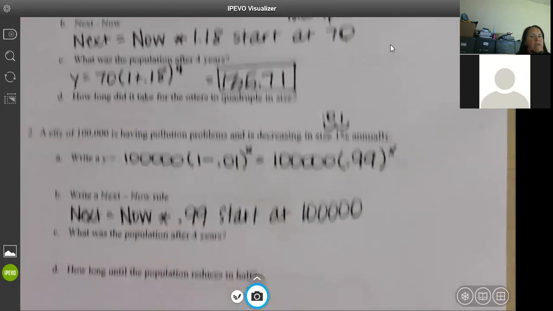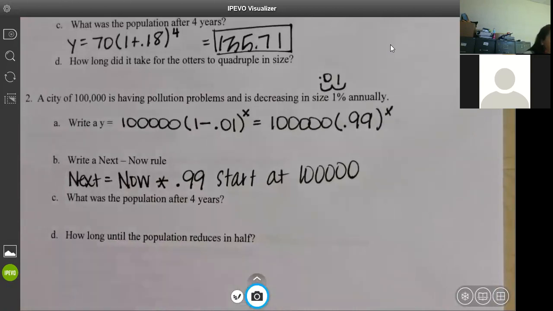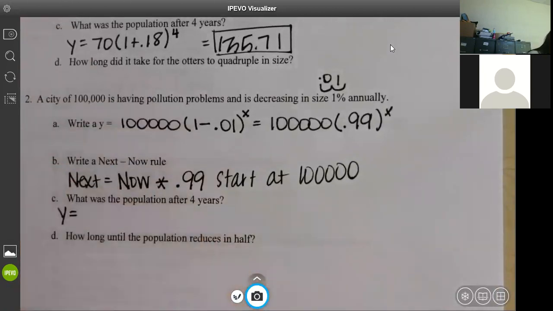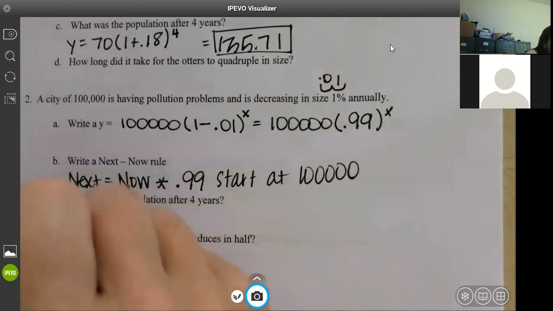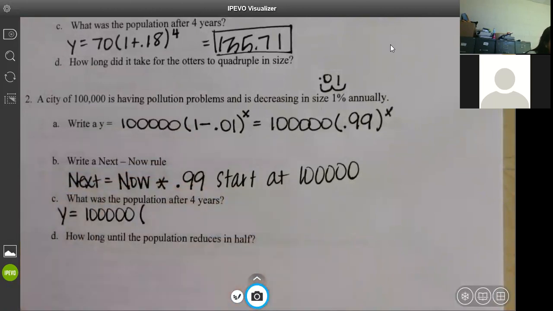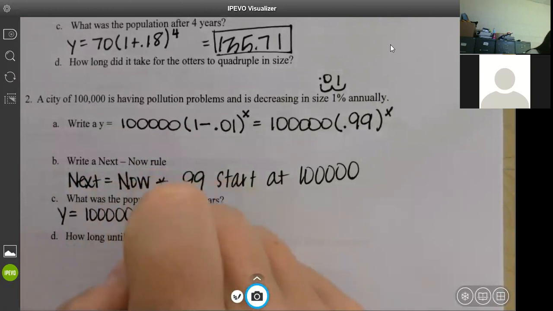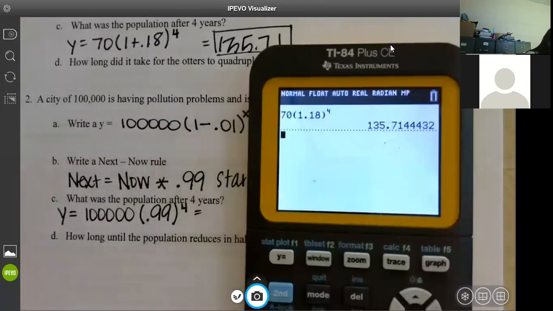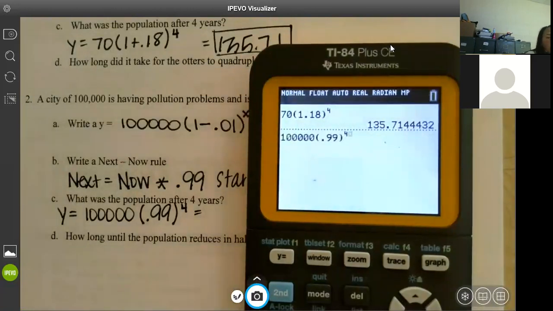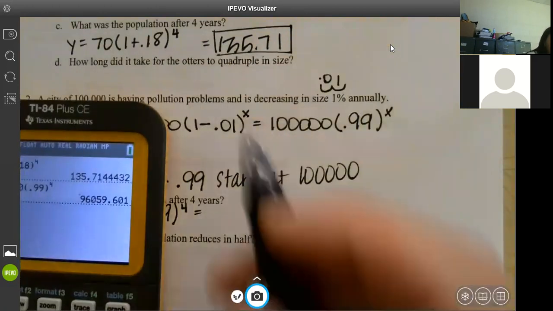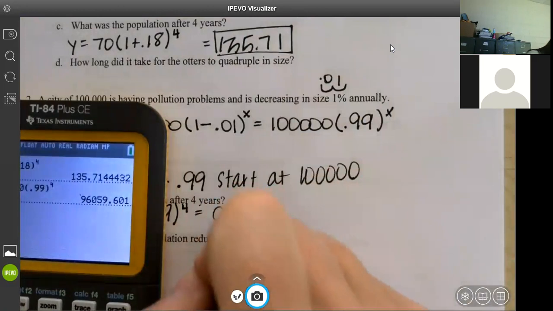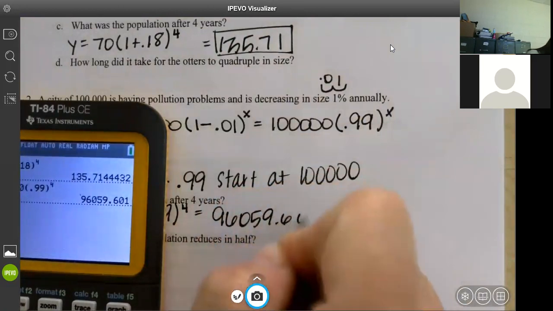All right, let's look at C on the next one. What was the population after 4 years? How do I do that formula? Y equals what? 100,000 times what? Point what? 99. And then how many years are we doing it for? 4. So we just plug that into our calculator. 100,000, 0.99 to the 4. We get 960.59,60.